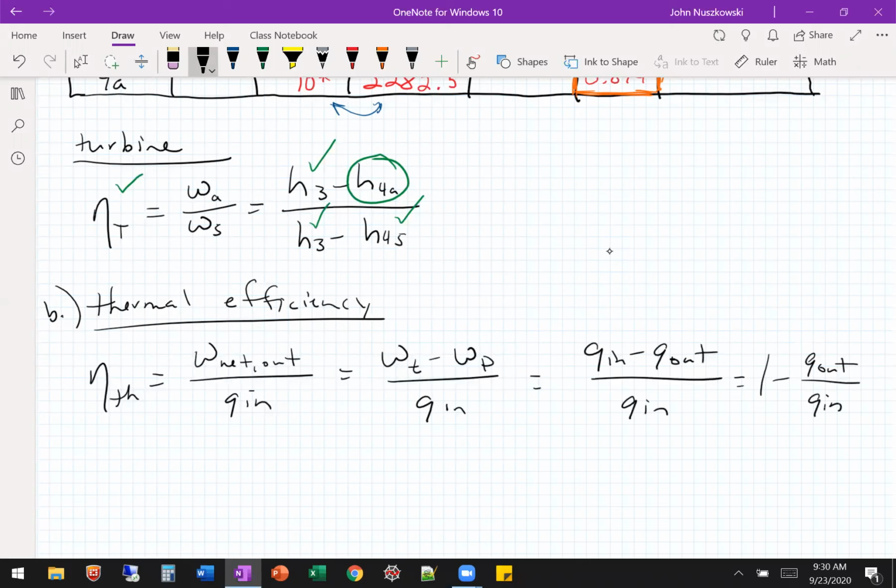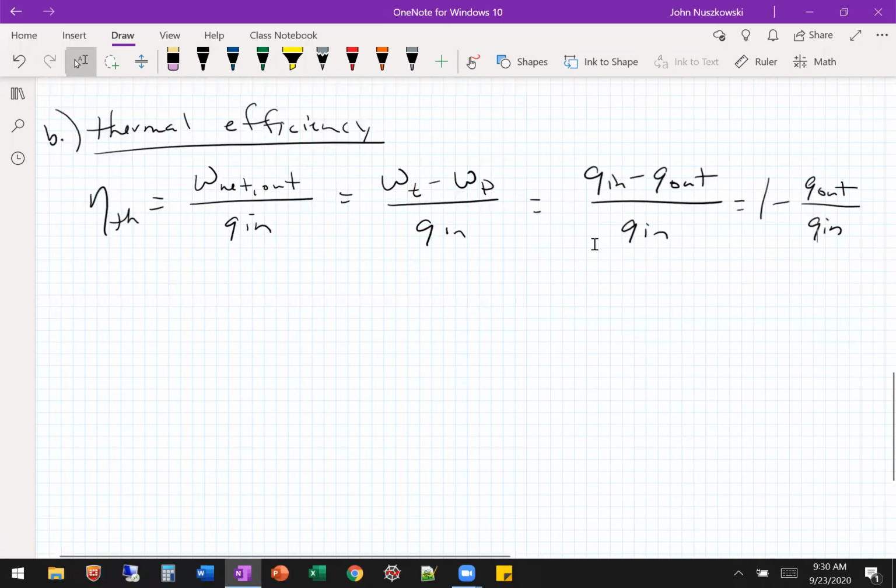So we have work net out over Q in, which is the work of the turbine minus the pump over Q in, or 1 minus Q out over Q in. Which version do you guys want to use? The first one. All right, so with this one, we need to find work net, and then we need to find Q in.